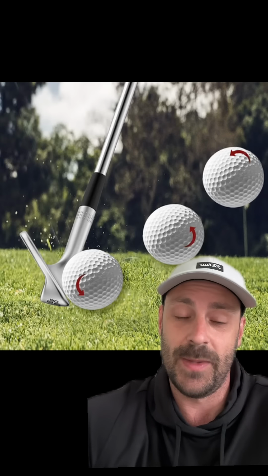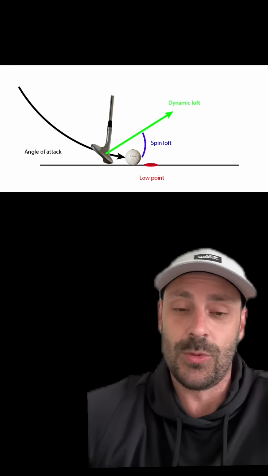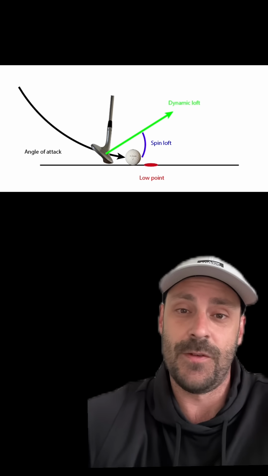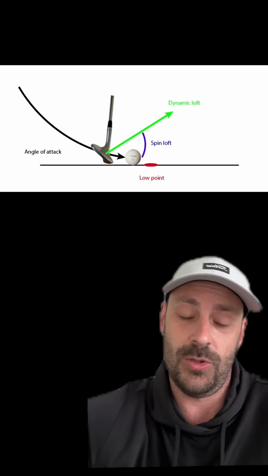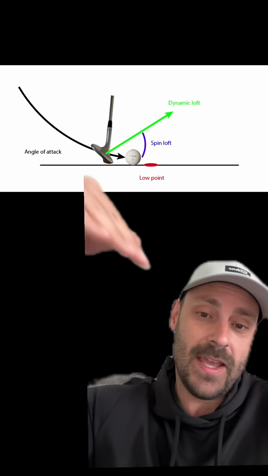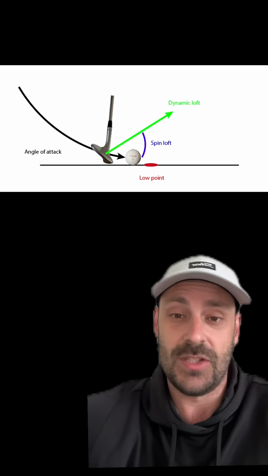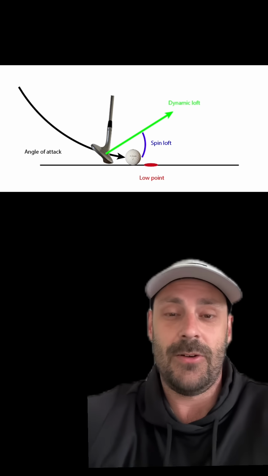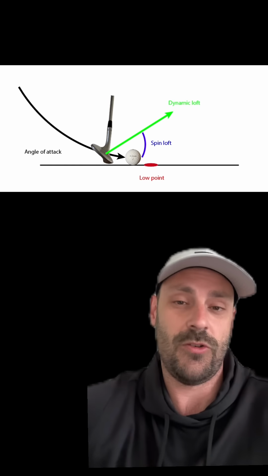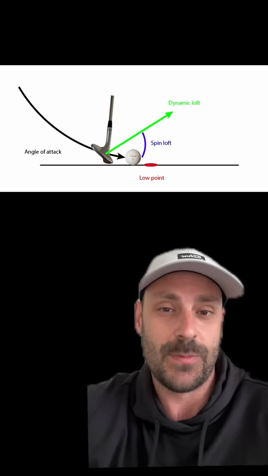But let's talk about how spin is created. So let me use this next image. We have something called spin loft. Spin loft is the difference between the dynamic loft, which is the loft of the club at impact, and the angle of attack. So the steeper you hit down on the golf ball and the more loft you've got, the more spin loft you're going to create, which is the more potential to create backspin. Now, there is a point of diminishing returns on this. If you create too much loft and too steep an angle of attack, there will be a point where you stop creating extra spin.